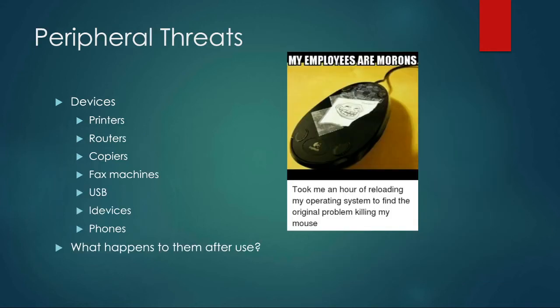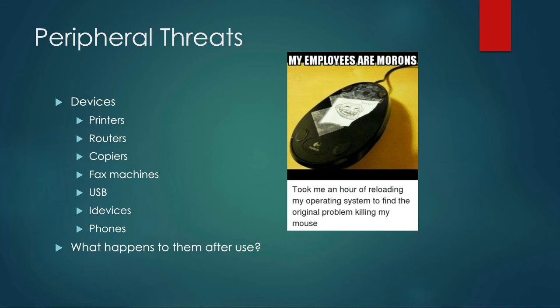When we have different devices, we have what's called peripherals. Peripherals are things that we can plug into our computer. These can also actually be a vulnerability. If we have a peripheral such as a wireless mouse or a wireless keyboard or a printer, copier, fax machine, USB, all of these are ways that viruses can actually be carried into your system.